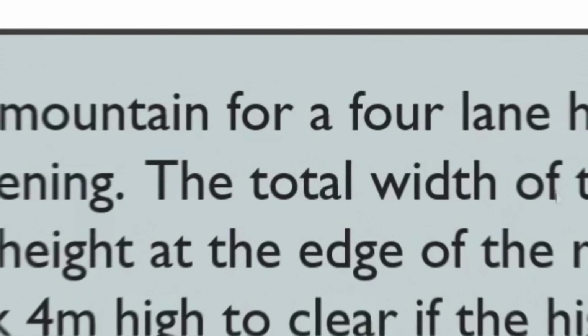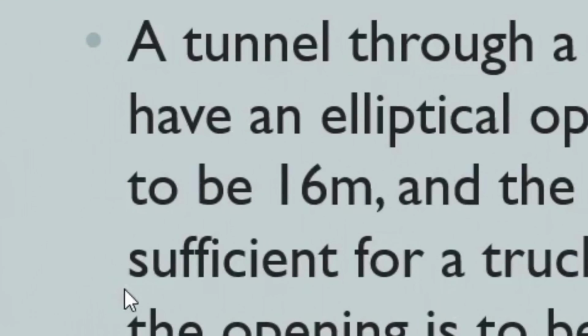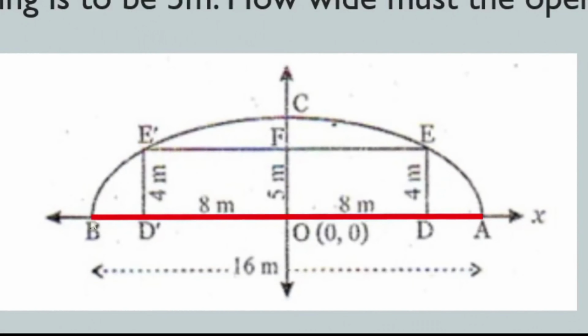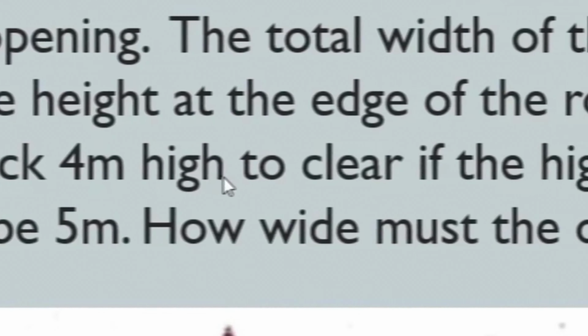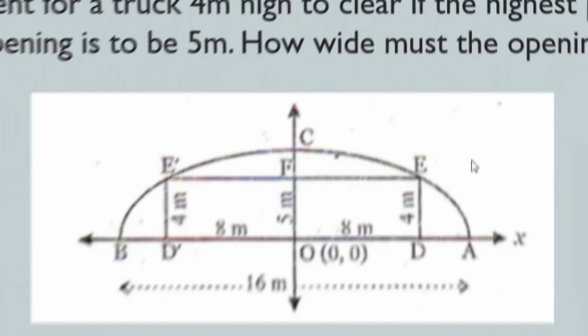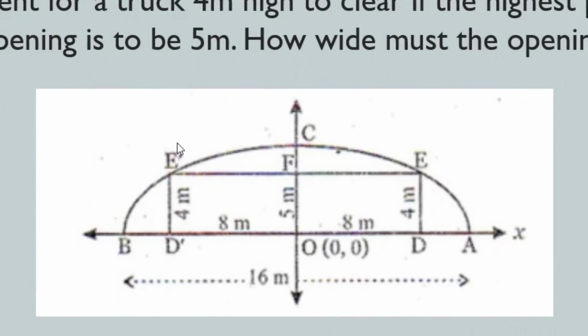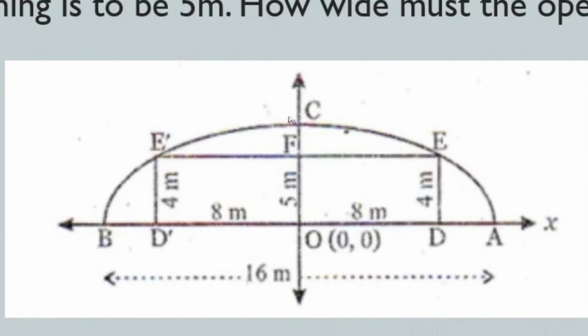Alright, so first of all, the total width of the highway, which is 60 meters, is referring from point A to point B, 60 meters. And we can divide this into two sections. So that will be A to origin and origin to B, which is 30 meters each. Next, the edge of the road must be sufficient for a truck 4 meters high to clear, and that is referring from point D to point E and from D node to E node. So that is 4 meters for both of them, and the highest point of the opening is 5 meters. This is referring from origin to C, which is 5 meters.